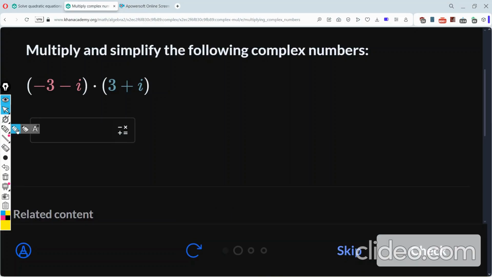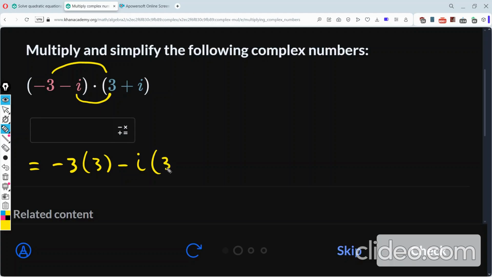All right, this time I'm going to use FOIL. FOIL is the same thing as distributing. It's just in a different order. Okay, so first is going to be -3 times 3. Inner is going to be -i times 3. Outer is going to be -3 times i. And last is going to be -i times +i.